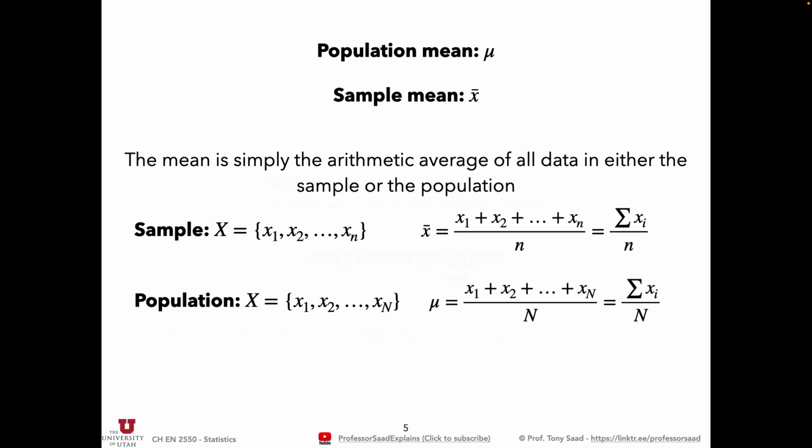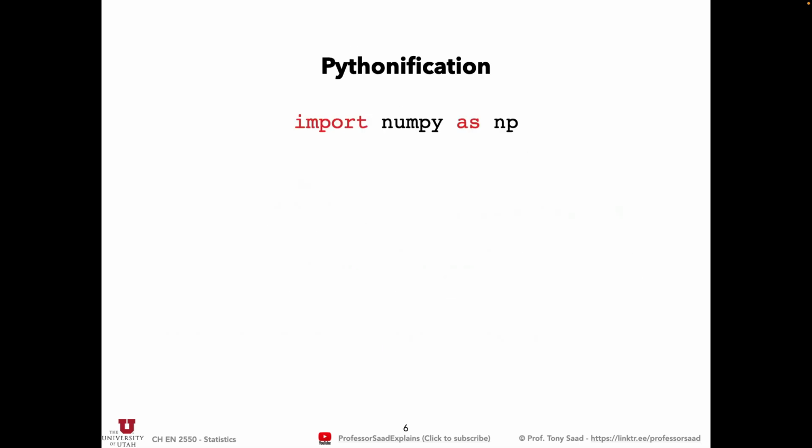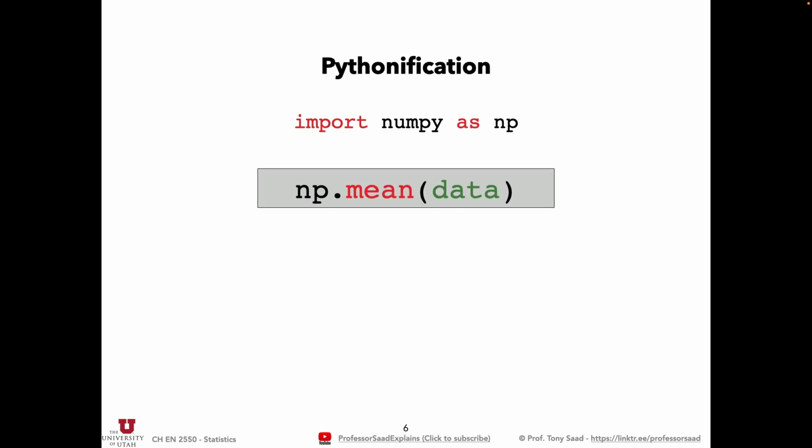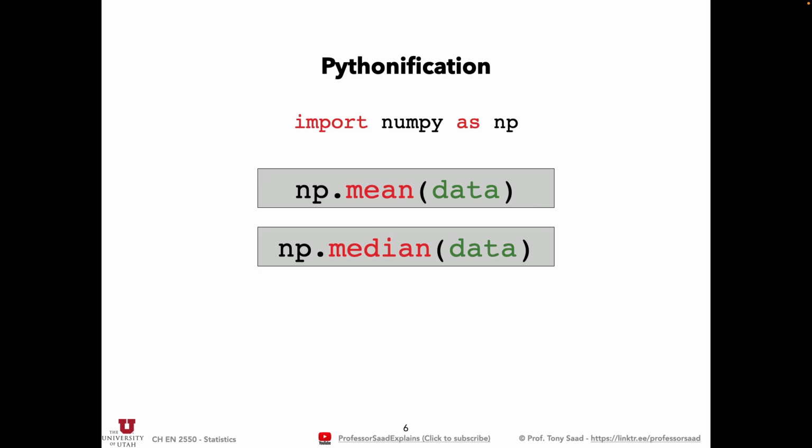So how do we do this in Python? We Pythonify it. Again, NumPy comes to the rescue. Forget about the median. You're given data, you give the data, you ask NumPy to compute the mean for you, it computes the mean. There's also something called average. It's the same thing. Mean and average mean the same thing.